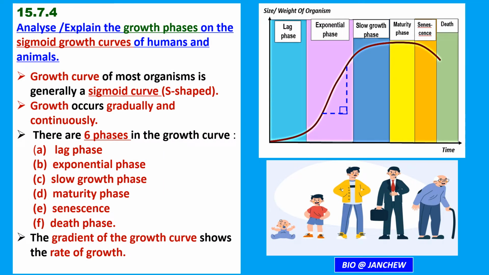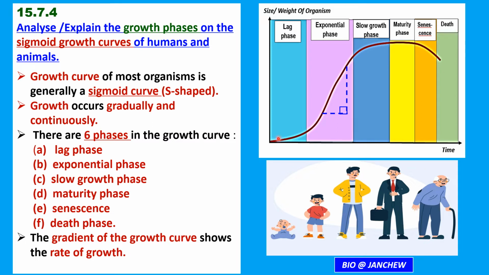Learning standard number 4. Analyze and explain the growth phases on the sigmoid growth curves of humans and animals. So what is a growth curve? How do we obtain a growth curve? We can plot the weight or the size or height or any other parameter of the organism against time, and that's how we get the growth curve. Now, the growth curve of most organisms is generally a sigmoid curve that is S-shaped, like what you see here, S-shaped curve, right? So this is a basic growth curve for most organisms.